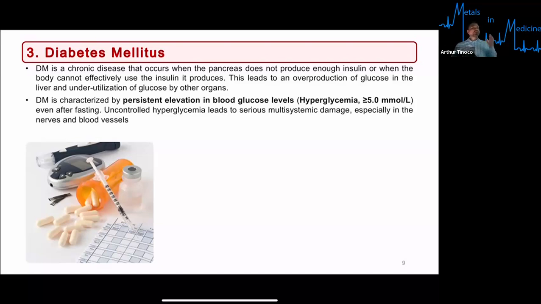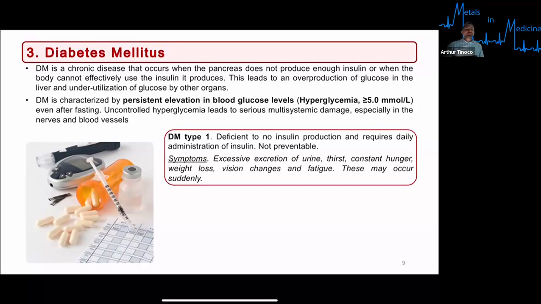So remember, a homeostatic control of this molecule is about 5 millimolar in blood. So if you're significantly above that, that is a state of hyperglycemia. And this is a persistent elevation even after fasting. Fasting refers to the act of not having ingested food for an extended period of time. Uncontrolled hyperglycemia leads to serious multisystemic damage, especially in the nerves and blood vessels.